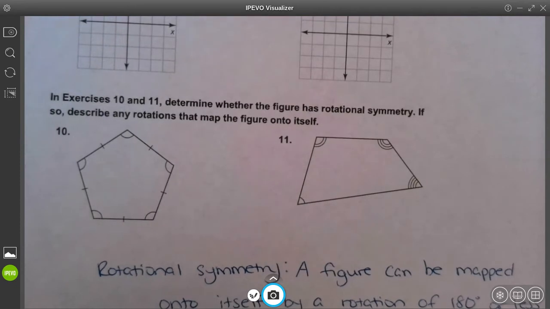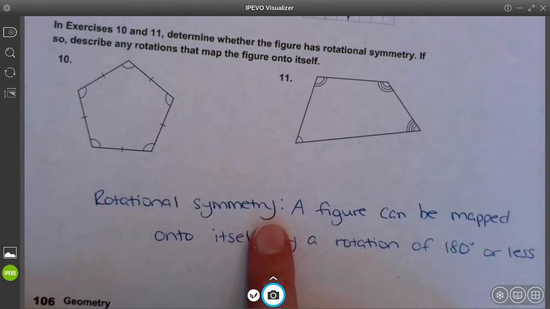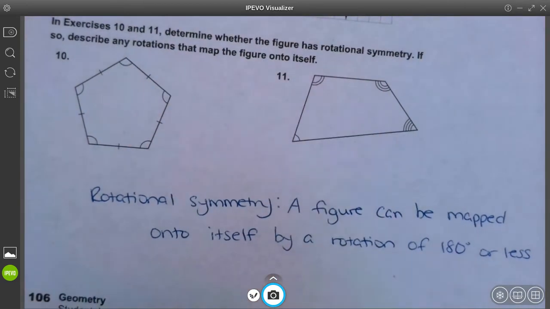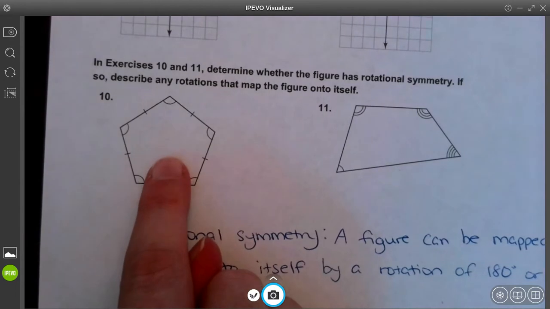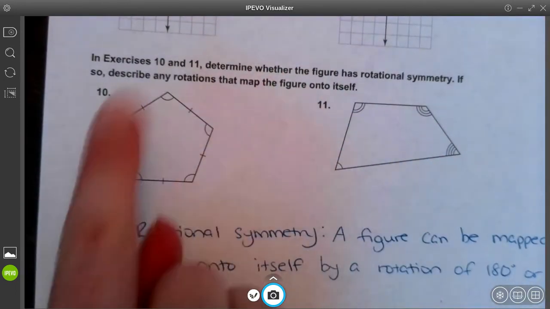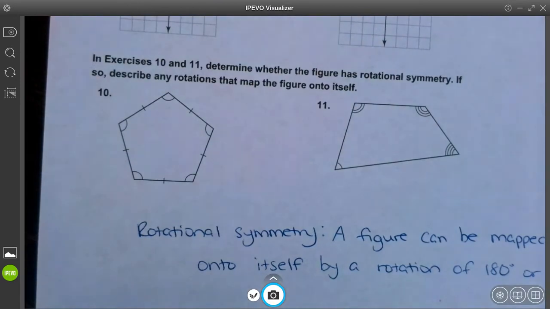would map onto itself. You need to remember that rotational symmetry means that a figure can be mapped onto itself by a rotation of 180 degrees or less. So basically what we're asking ourselves is, could we take this figure and rotate it enough so that it would match back onto itself completely?